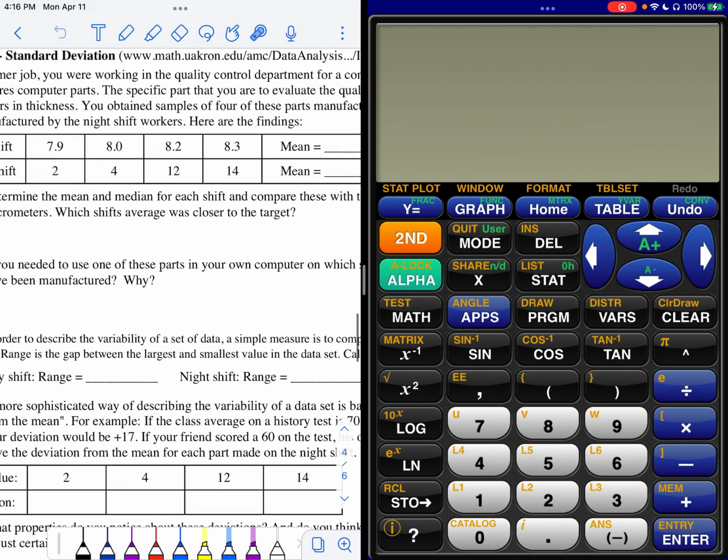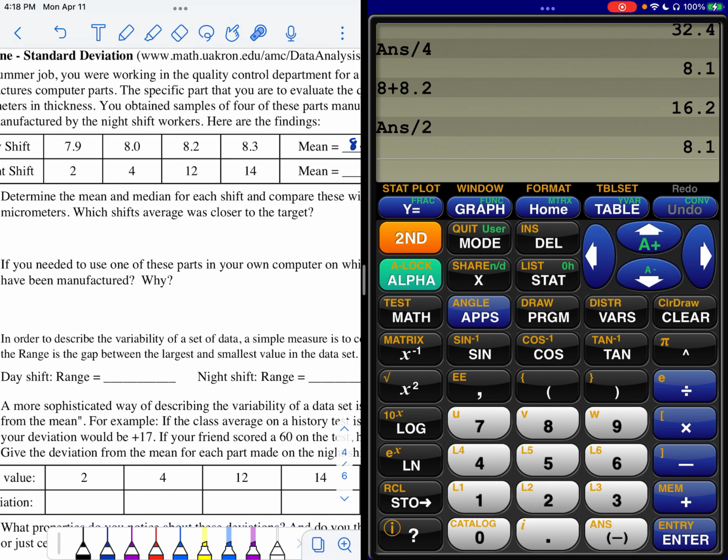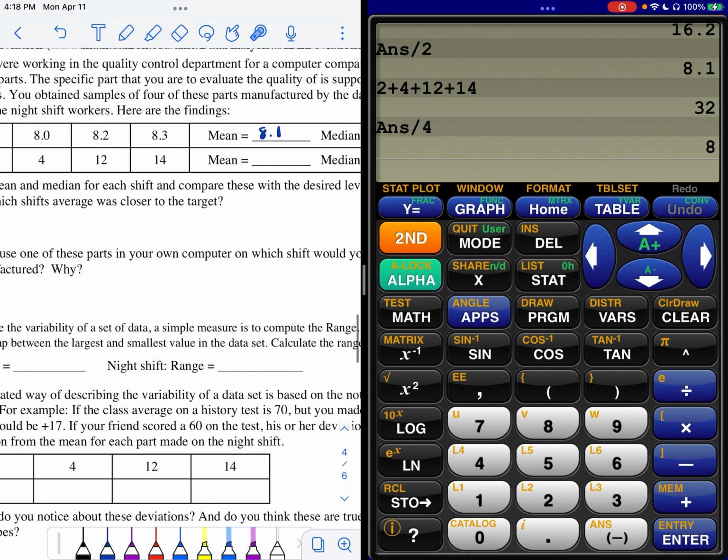Okay, now let's do the same thing for the night shift. For our night shift, our 4 samples had thicknesses of 2, 4, 12, and 14 micrometers. So we can see that there's a much wider range of thicknesses from these night shift workers. So let's go ahead and find our mean of these. Again, we're going to add them up and divide by 4. So we got a mean of 8.